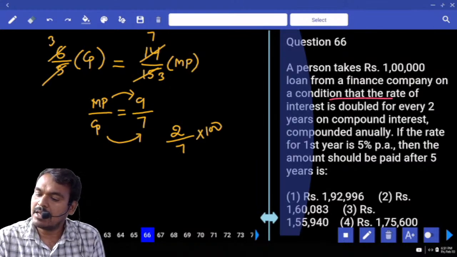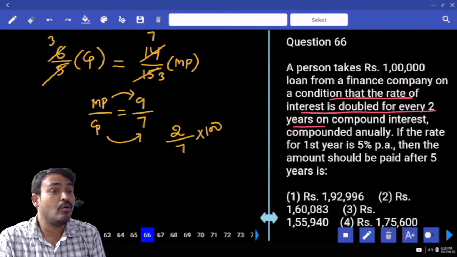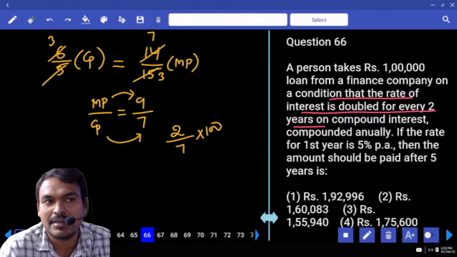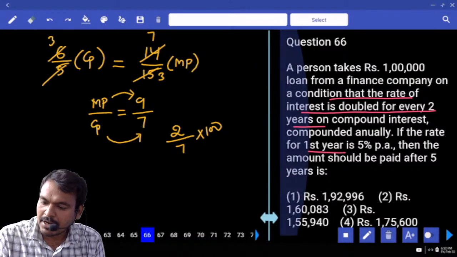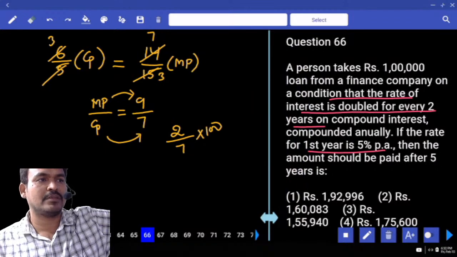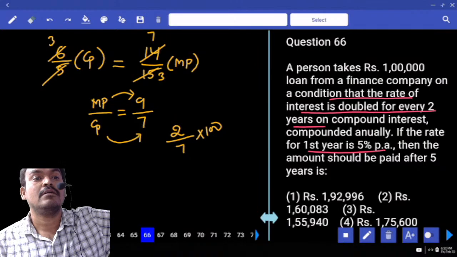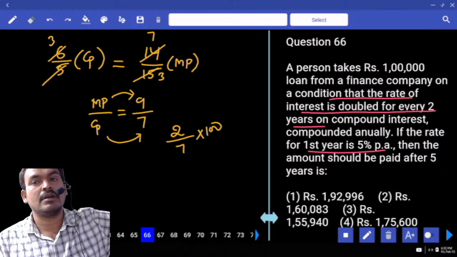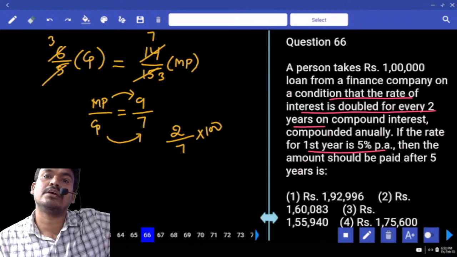A condition: the rate of interest is doubled for every 2 years. Only rate of interest is doubled, or interest is doubled? Rate of interest. But the first year rate of percent? 5%. Means second year also rate of percent 5%. But third year 10%. Fourth year also 10%. But fifth year 20%, or not? Total how many years we need?